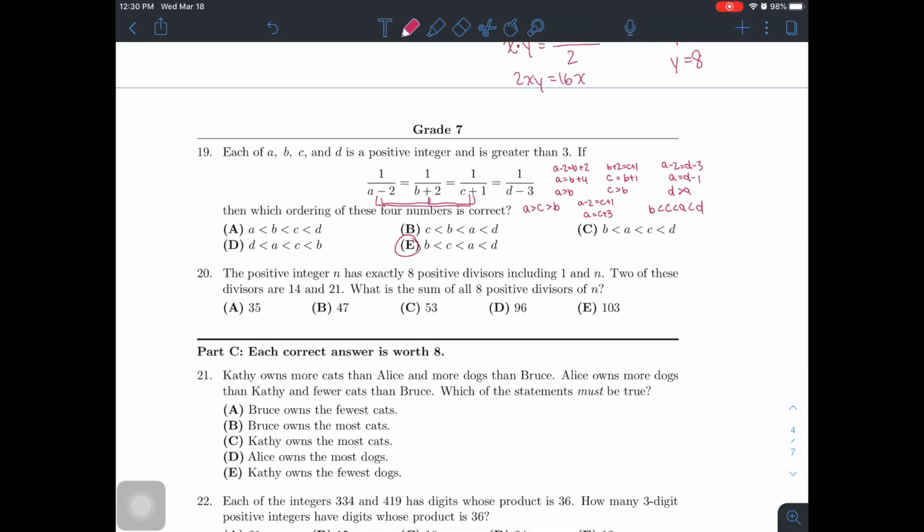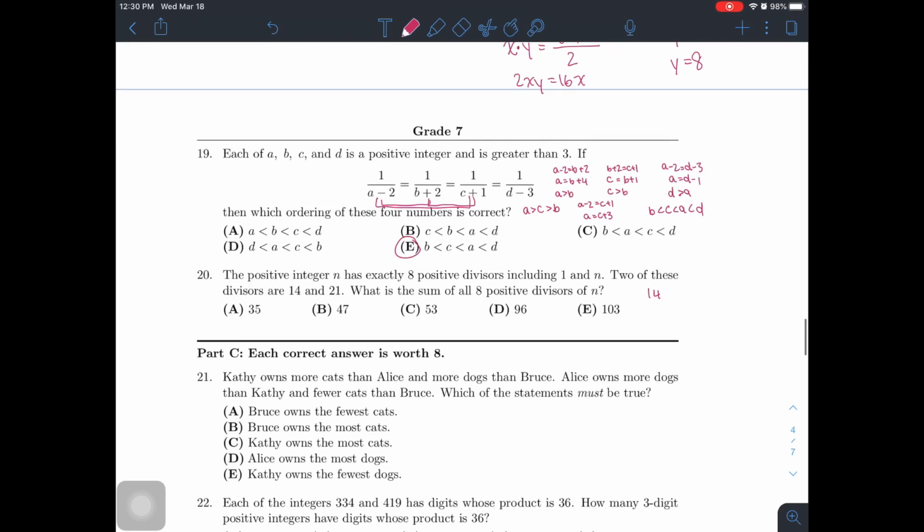Number 20. The positive integer n has exactly 8 positive divisors, including 1 and n. Two of these divisors are 14 and 21. What is the sum of all 8 positive divisors of n? So if n has divisors of 14 and 21, then we also know that its divisors include 1, 2, because 14 is divisible by 2, and 3, because 21 is divisible by 3.